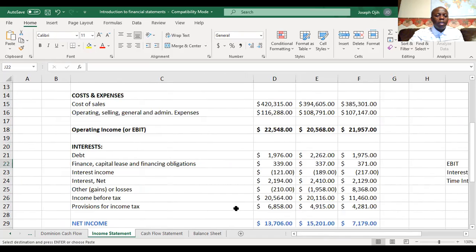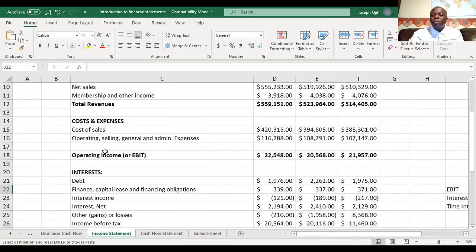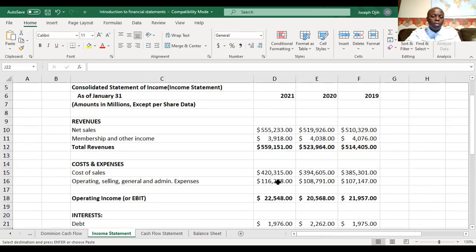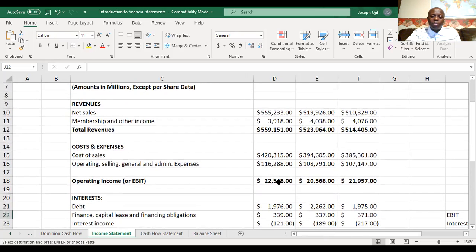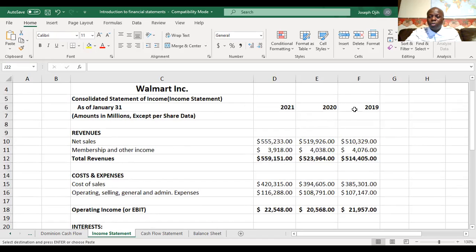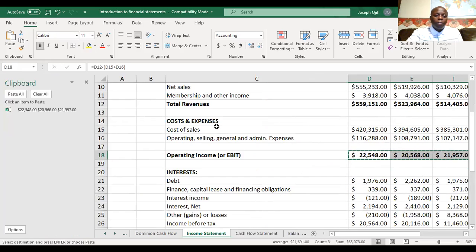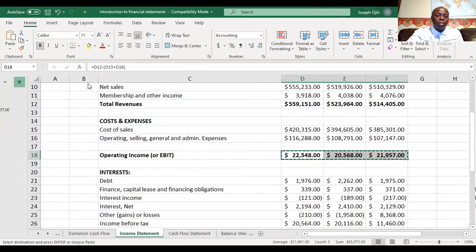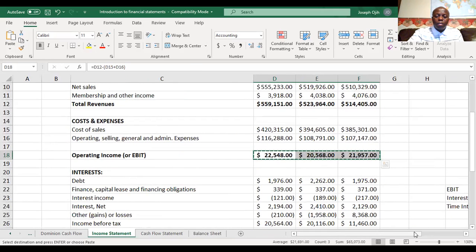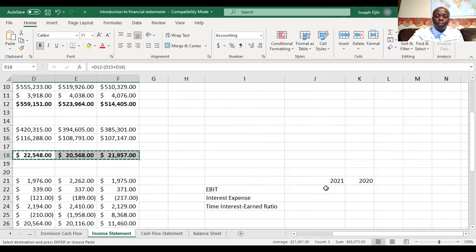It's right here, operating income. Sometimes they report it as operating income. Otherwise, it can also be called earnings before interest and taxes, or EBIT. Since we have enough information here, from 2021, 2020 to 2019, let us use all the data there. So I'm going to copy them and then paste them here for the EBIT.